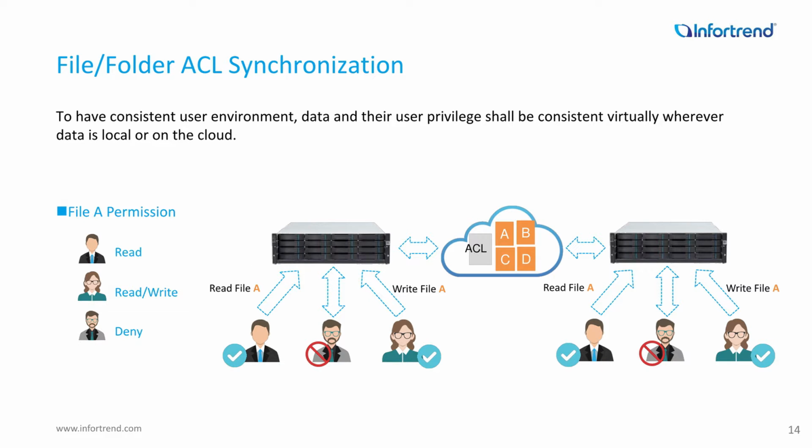Next are some advanced settings. The first one is commonly known: users have different privilege settings for different share folders and also for different layers of subfolders and files. For our hybrid cloud implementation, we offer a feature for this called folder file ACL synchronization. Whether the data is local or in the cloud, the file and folder ACL is kept consistent.